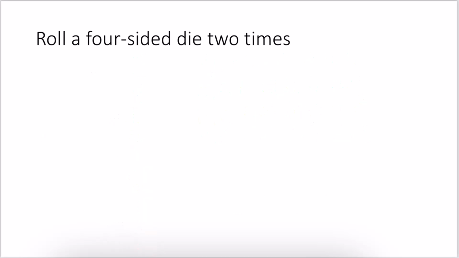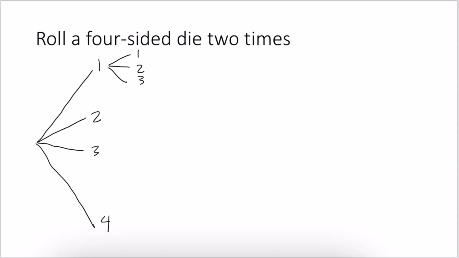Okay, so if we're rolling a 4-sided die 2 times, the first time we roll the die, we're going to have 4 possible outcomes. So we could either get the number 1, 2, 3, or 4. So that's our first dice roll. Then if we roll the die again, the 2 dice rolls are independent. So even if I got a 1 the first time, I could still get a 1 the second time. And I could also get a 2, a 3, or a 4.